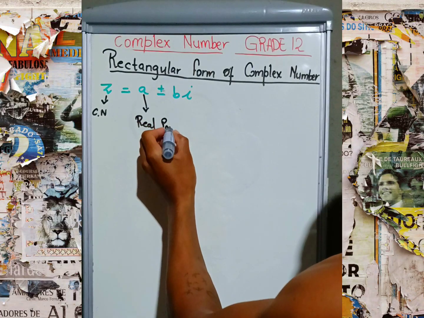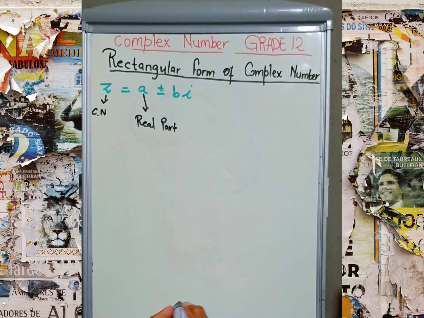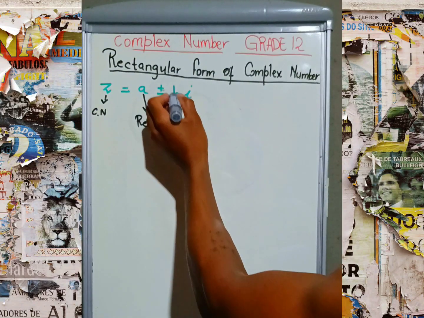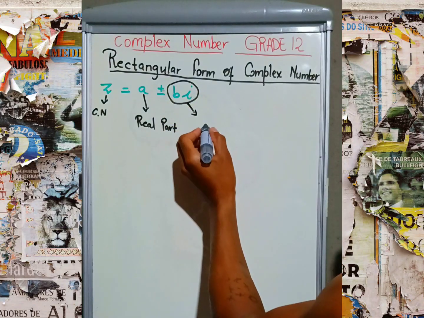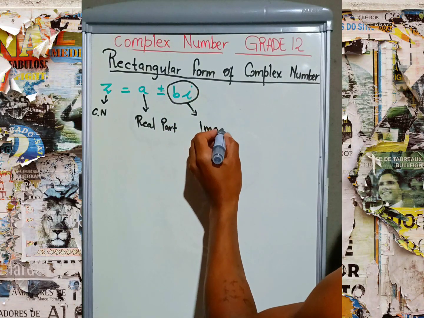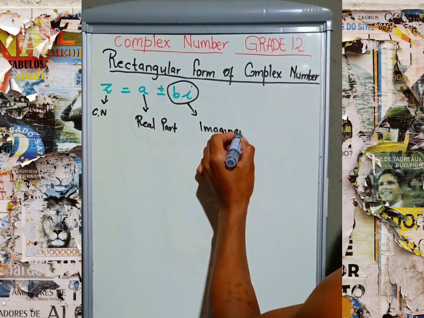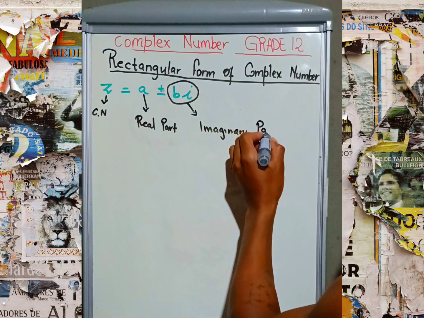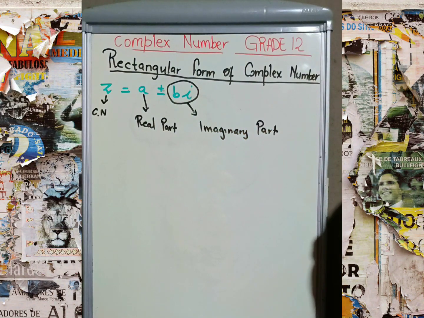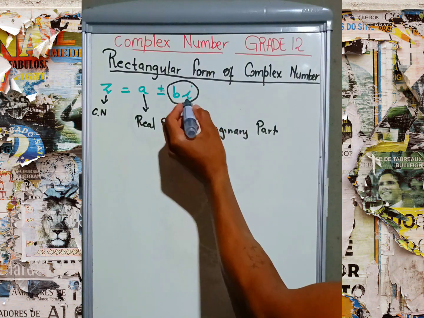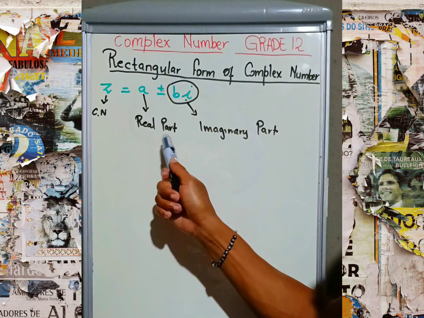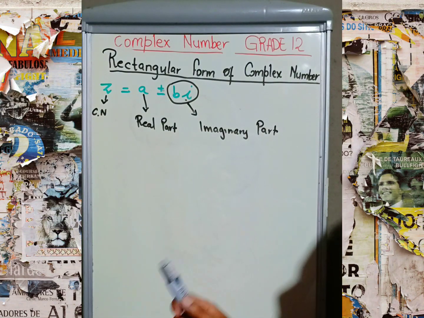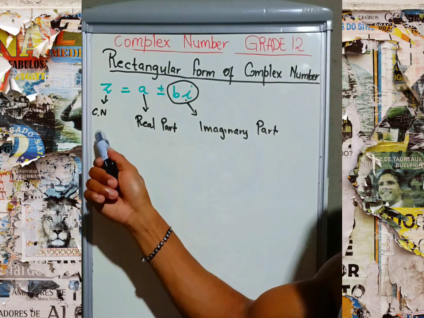This is the real part, a real number, and bi indicates the imaginary part. Why is it the imaginary part? It's because b is containing i. So this is a combination of a real part as well as an imaginary part, which is going to be a complex number.